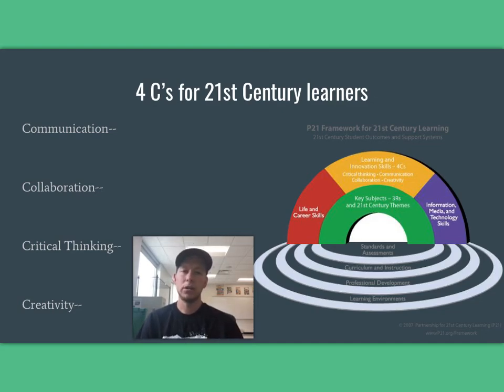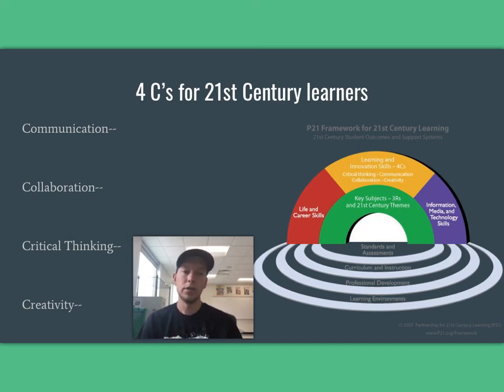We want them to be good communicators. We want them to be able to work together. We want them to be able to think critically, and we want them to be creative. And those skills, I think, are ones that we want to find ways to develop. Those 21st century skills are so important. Those are the skills that students need to be successful in school, but in life as well. So the framework on the right side there just shows the web and how everything ties together.